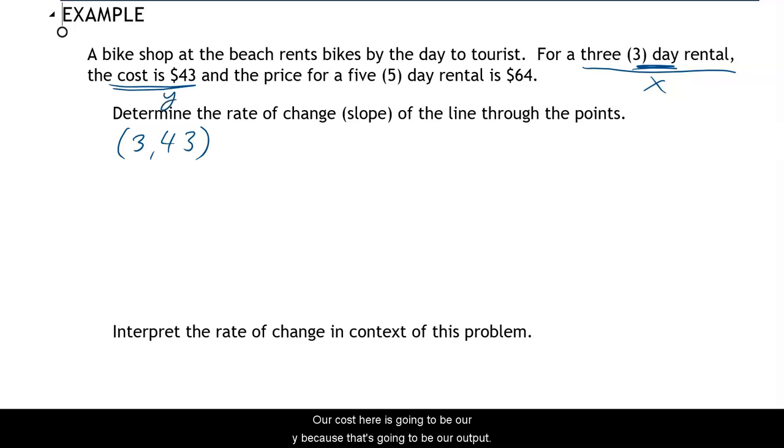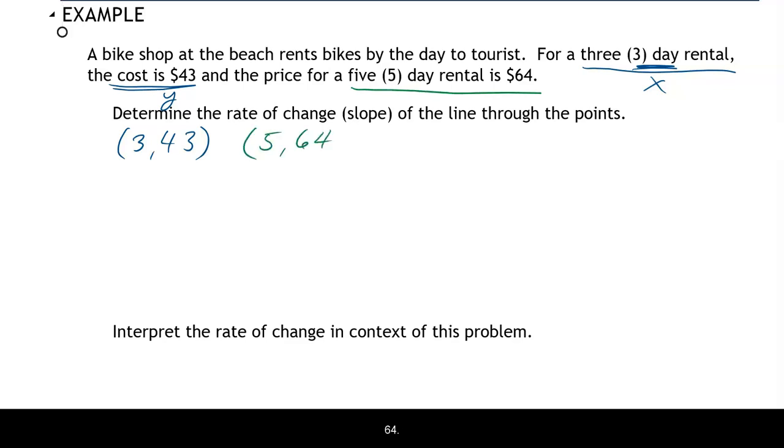Our cost here is our y because that's going to be our output. So if you input or use 3 days, then the output of that is it's costing $43. Then our second point will be our 5-day rental for $64. So (5, 64).